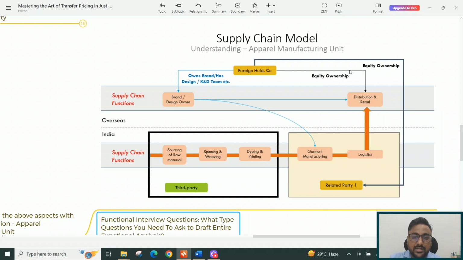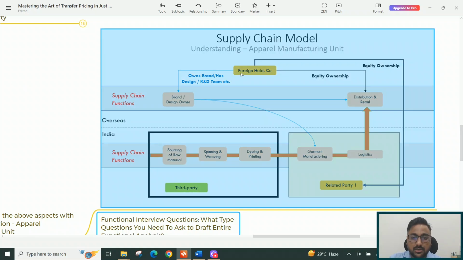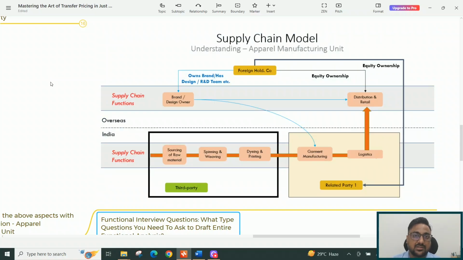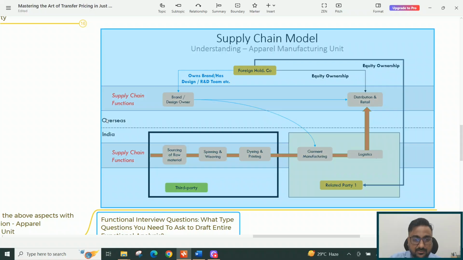Now the foreign holding company holds, or is the owner of, some brand, right? It has its own R&D team, it has its own designer team, right? So it holds a brand in the foreign jurisdiction, and that's where it's a brand owner. Now there's an Indian entity which is engaged in garment manufacturing and logistics, that is a subsidiary of this foreign company.